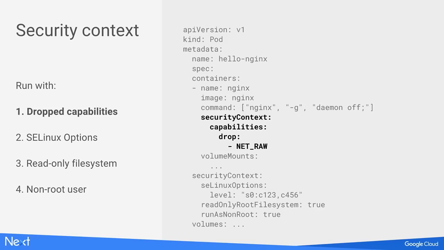So what this looks like if you want to say drop net raw, which really isn't all that useful unless you want to use ping, you could do this in the security context for each container. And then you can also set SELinux options and labels, like I said, on your containers. You can define that you want it to be a read-only root file system, and you can also make sure that all containers are running as a non-root user.